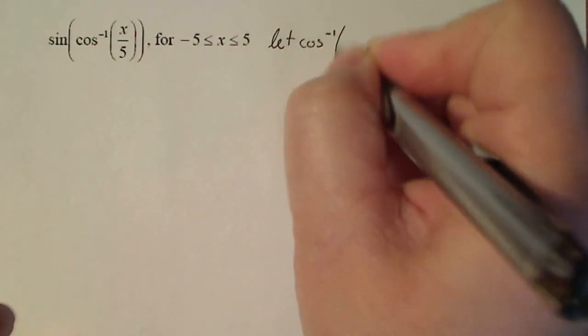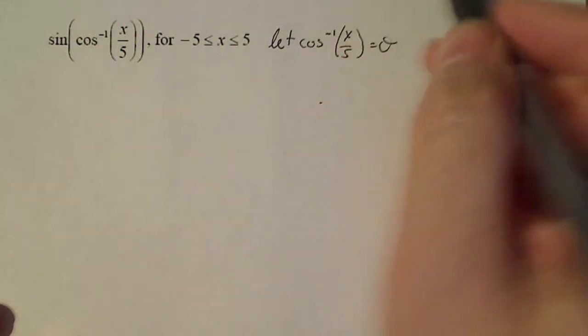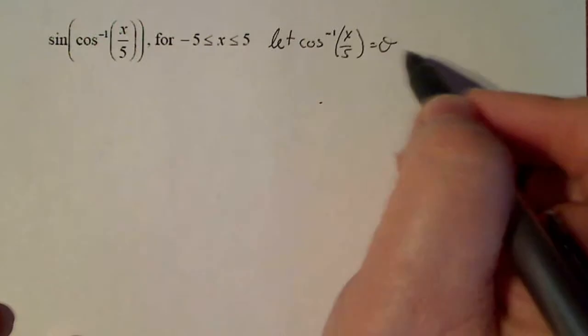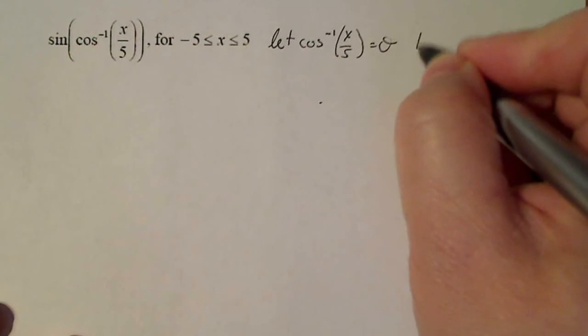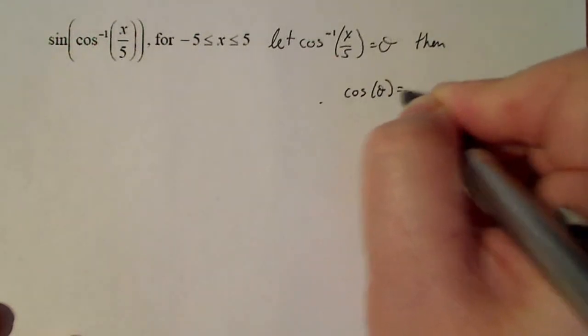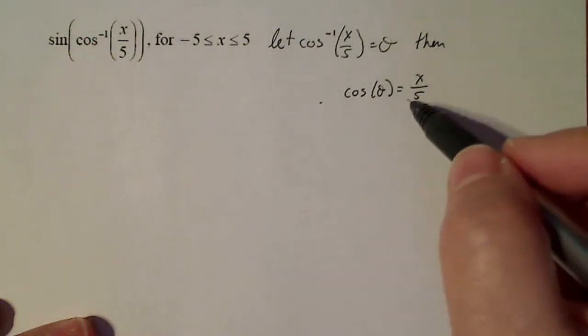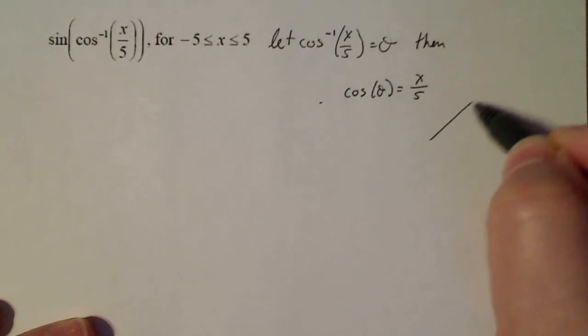cosine inverse of x over 5 equal theta, because we know again that the output of any inverse trig is going to be an angle. Now if that's true, then we can say that the cosine of theta is equal to x over 5. That's based on the idea of inverse functions and inverse trig functions. Now if it's true that the cosine theta equals x over 5, I'm going to use SOHCAHTOA and build a triangle.